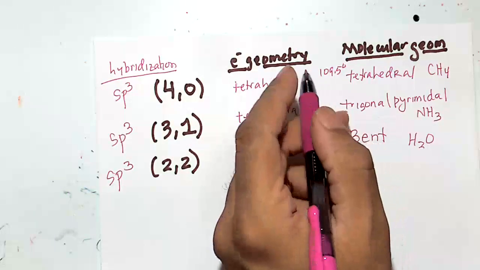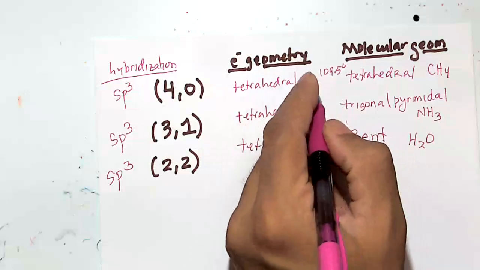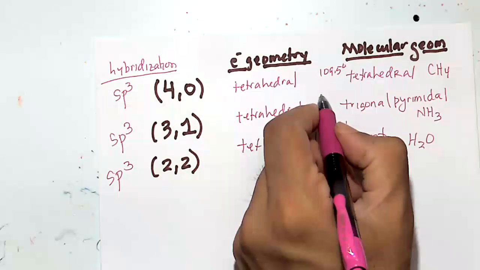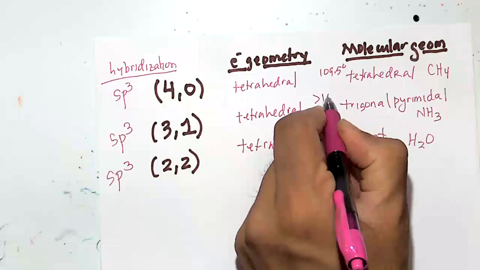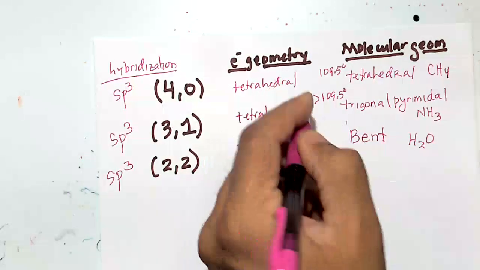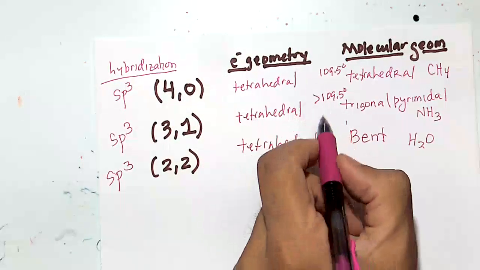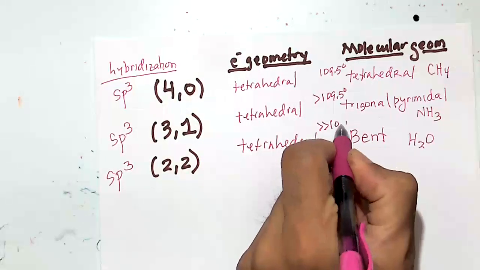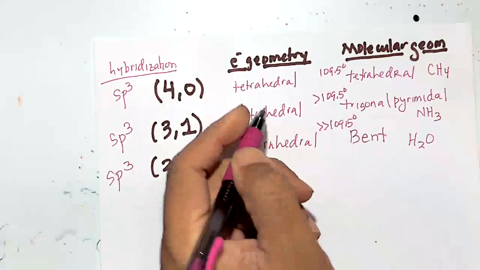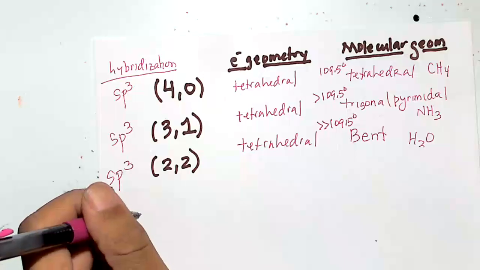What's the bond angle for trigonal pyramidal? Less than it. I'm sure you can find it on the internet, but it's going to be less than 109.5 degrees. What about a bent molecule? Less than that. Okay. Nice job.